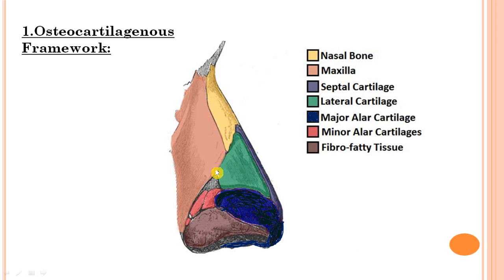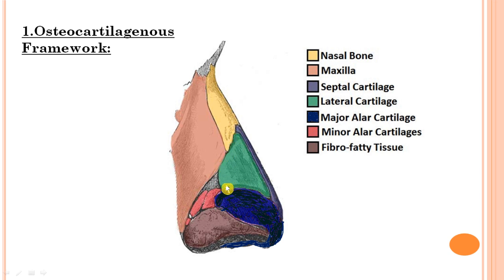Moreover, if you look at the cartilaginous part, it is a bit more complex. You can see that this cartilage is called the lateral cartilage. Now the lateral cartilage extends from the undersurface of the nasal bones, and from the maxilla, and it goes up to the major alar cartilage. This one is your major alar cartilage.